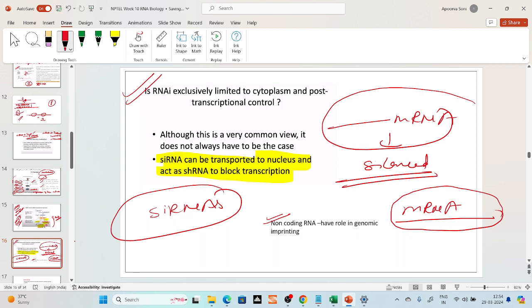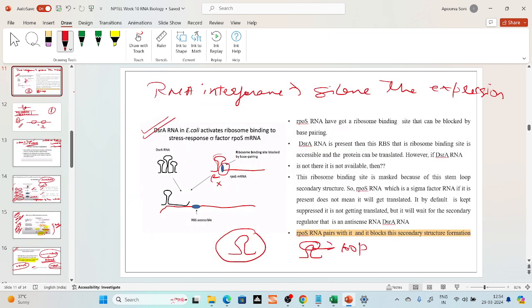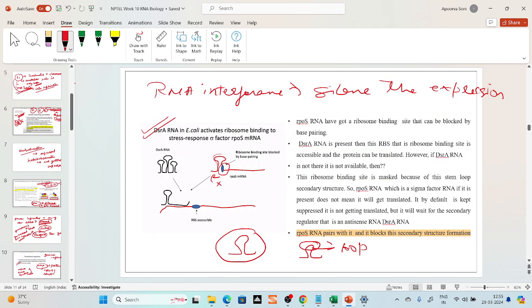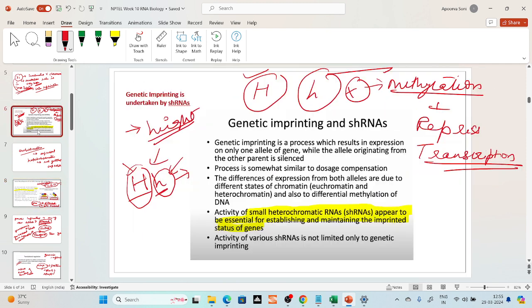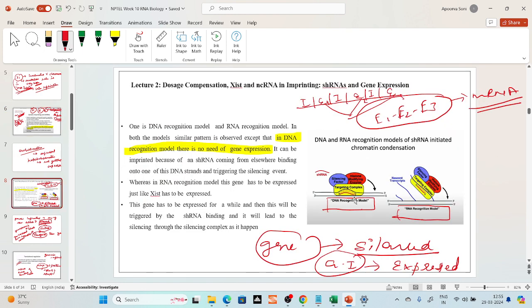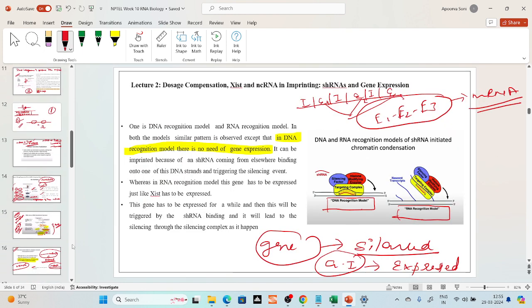So just like shRNA, we know the function of shRNA. We have studied it over here. Just a minute. Yeah, here we have studied that it is small heterochromatic RNA. They are required for the silencing of the gene and they have a role in genomic imprinting. So it's similar to shRNA.